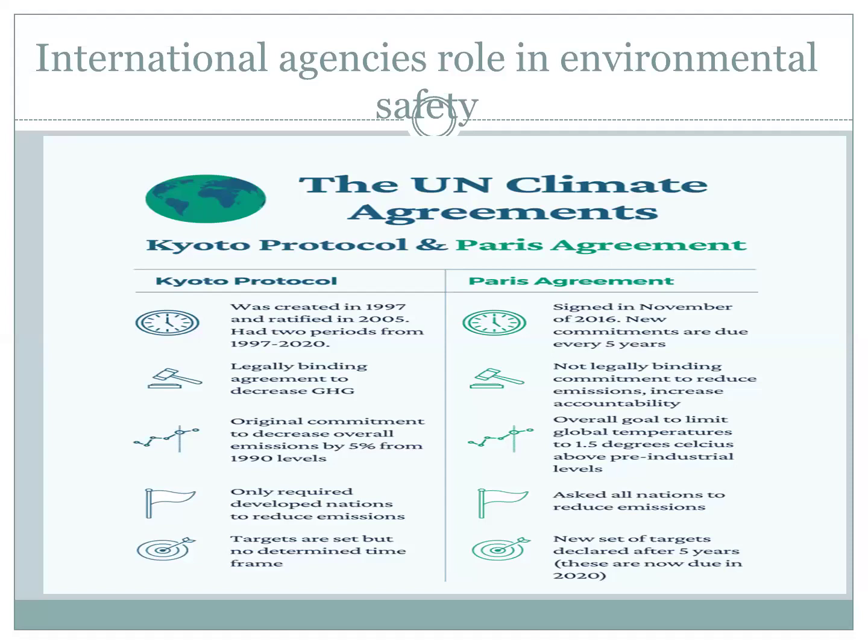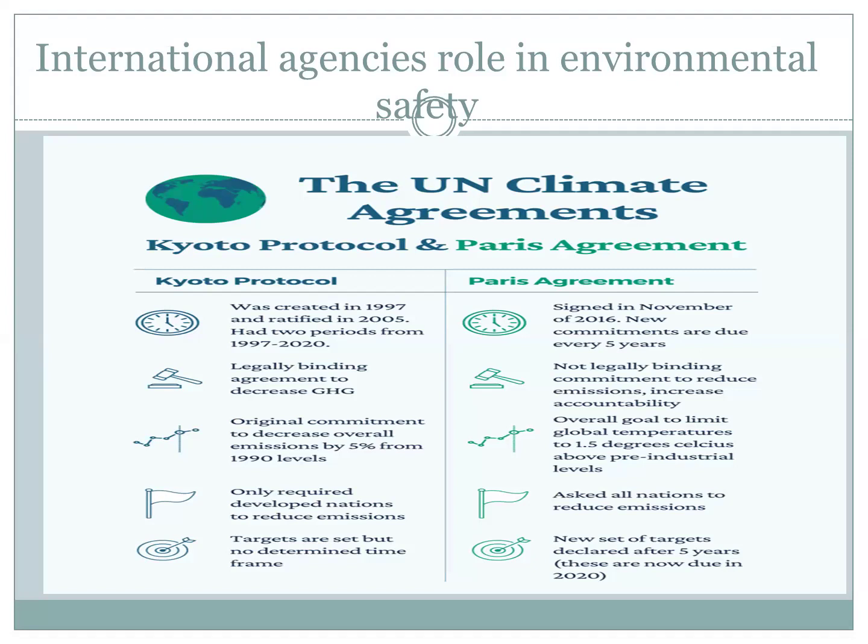Then there are certain agencies that are responsible for ensuring our environmental safety. These include the Kyoto Protocol and the Paris Agreement. The Kyoto Protocol was created in 1997 and ratified in 2005. It was a binding agreement to decrease greenhouse gases, which trap increased sunlight in our Earth, and increase the temperature of our Earth, thus resulting in global warming.